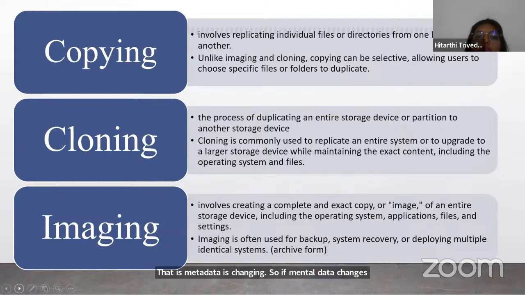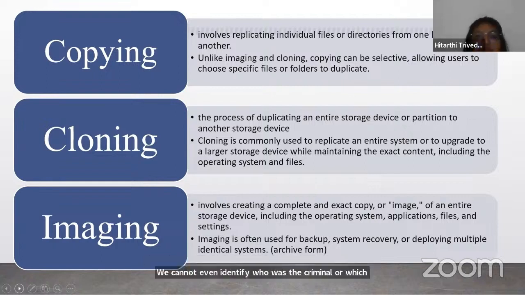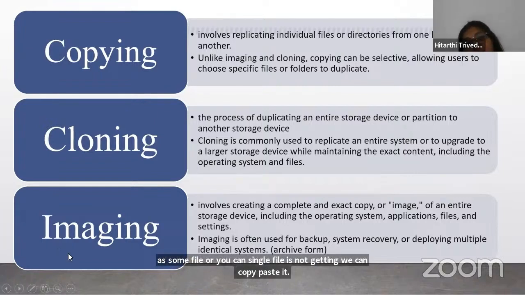We cannot even identify who was the criminal or which system was there. So copying is generally not done in forensics, but if a single file is not getting imaged or cloned, then we can copy paste it. Okay. See, unlike imaging and cloning, copying can be selective.